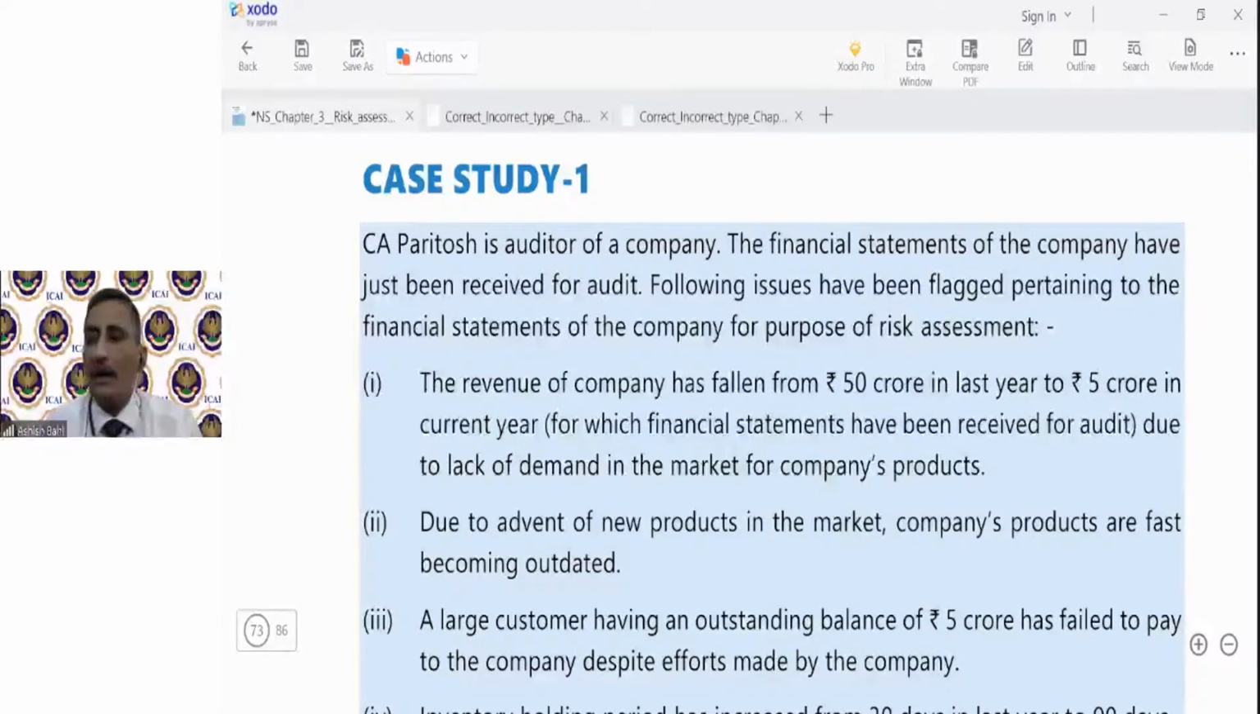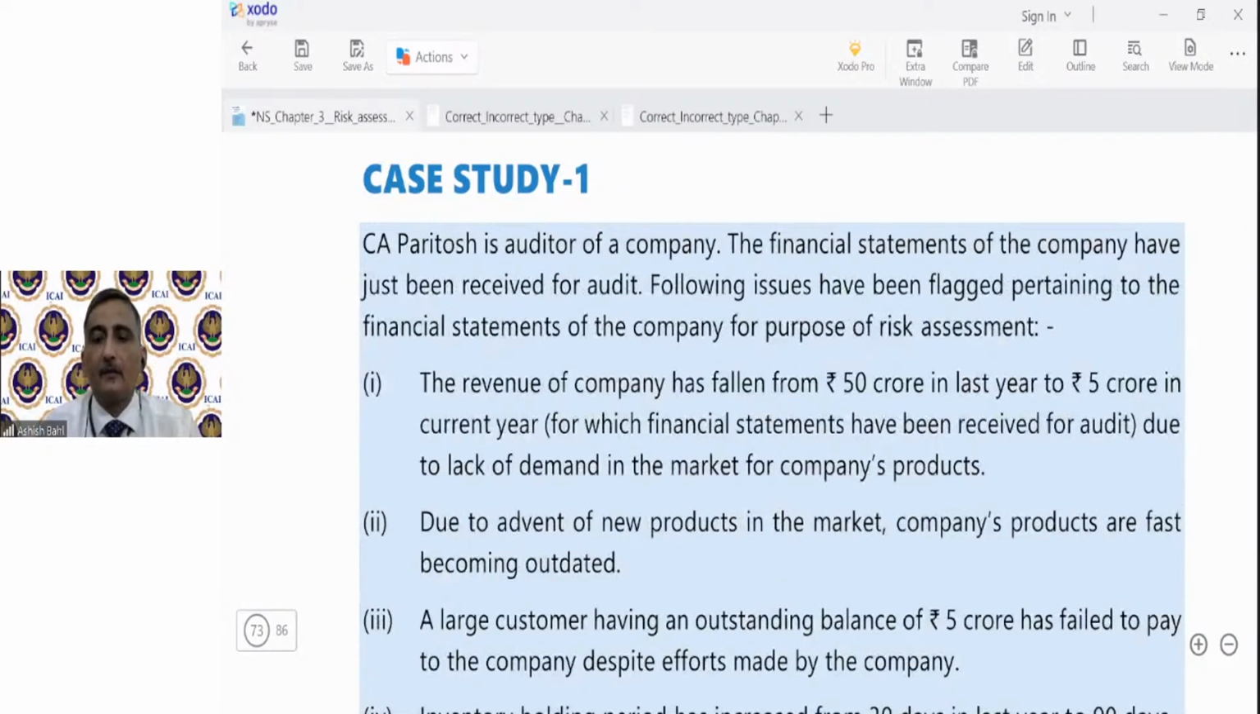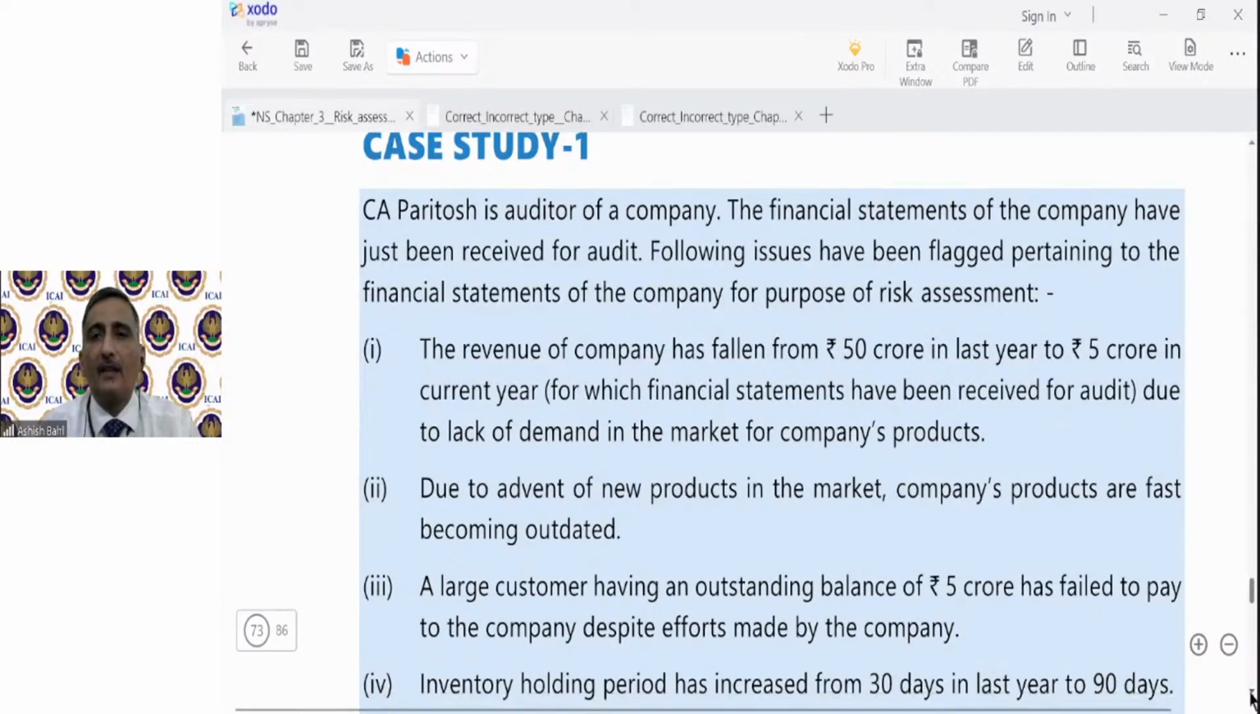So you can go through the case study, and students, do not see the answers. My request to you is, do not see the answers from your module. Try to apply your own common sense and send whatever your mind says. Forget about whether it is right or wrong. Forget about these things.